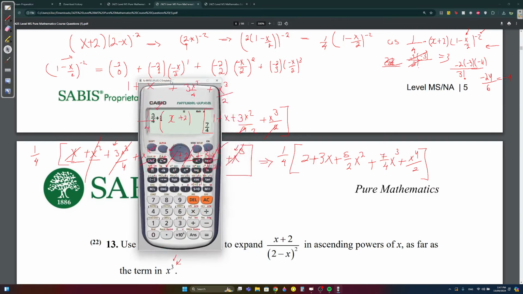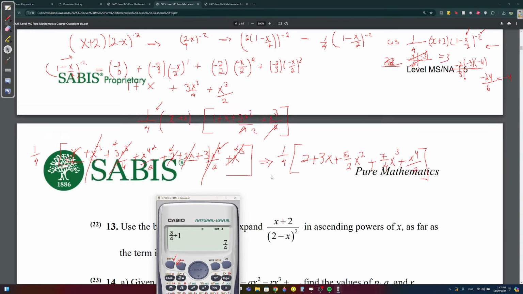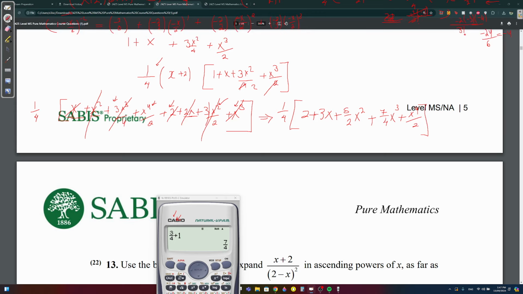Okay, I'm gonna take this up. 1 over 4 times 2 is 2 over 4. 1 over 4 times 3x is 3 over 4x, or 3x over 4, whatever. 1 over 4 times 5 over 2 is 5 over 8x squared. Plus 1 over 4 times 7 over 4, 7 over 16x cubed. 1 over 4 times x to the power of 4 over 2 is x to the power of 4 over 8.